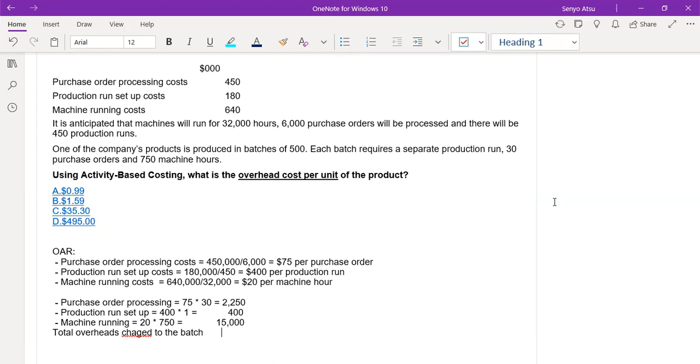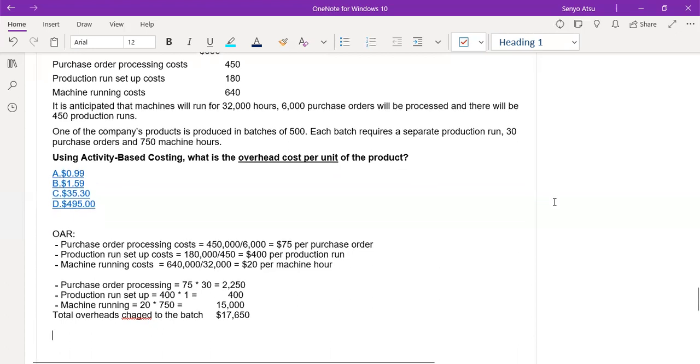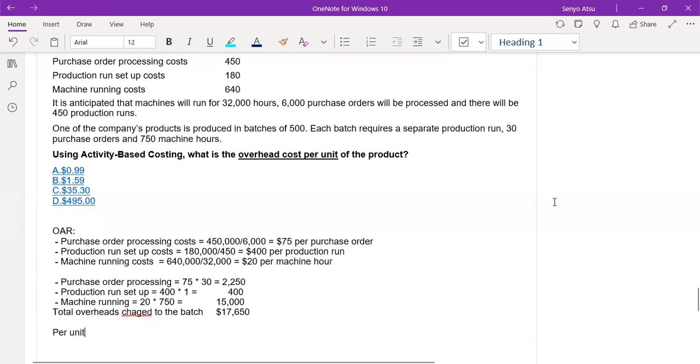$15,000 plus 2,250, plus 400, that is $17,650 in total for the batch. Simple maths. $17,650 divided by, there are 500 units in that batch. So spread 17,650 over 500 units, and you are getting $35.30 per unit. And that's answer option C.